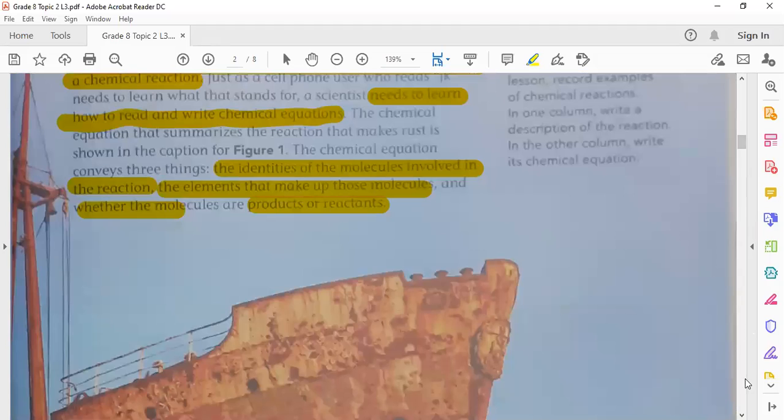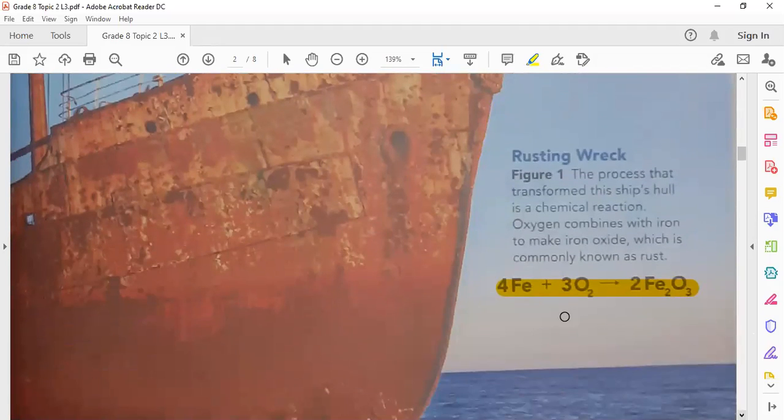I mean, the number of atoms here must equal the number of atoms here. Look at this equation. How many atoms of iron do we have on the reactant side? We have 4, because 2 multiplied by 2 equals 4. How many atoms of oxygen do we have here? We have 3 molecules of oxygen, but we have 6 atoms of oxygen, 3 multiplied by 2. And how many oxygen atoms do we have here? 2 multiplied by 3, so we have 6.